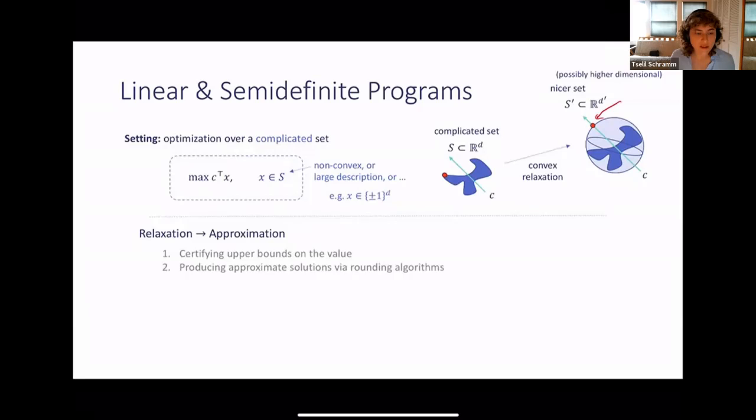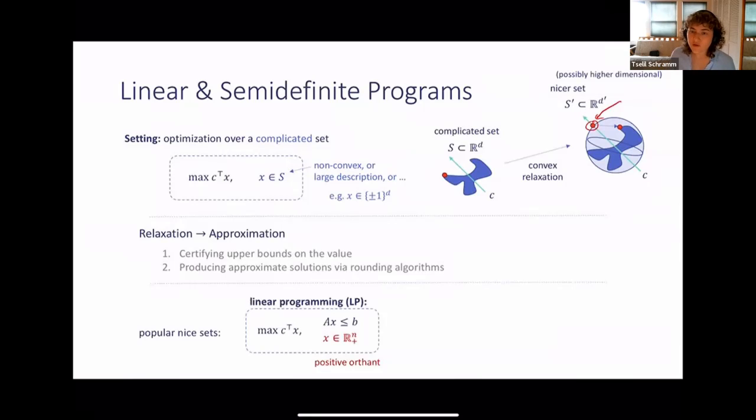And another thing that we can do is we can produce approximate solutions via rounding algorithms. So here, when we optimize over the nicer set, we'll get a solution that's not in the feasible region for the original problem, but by performing some kind of projection or rounding algorithm to the feasible region, we can get an approximate solution.